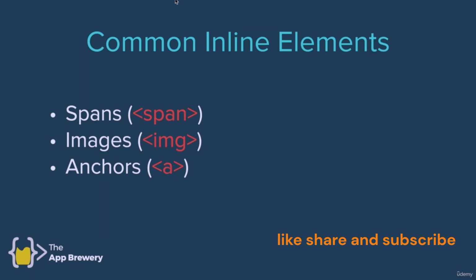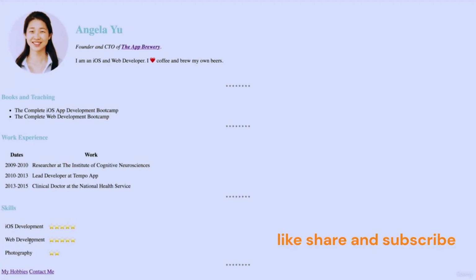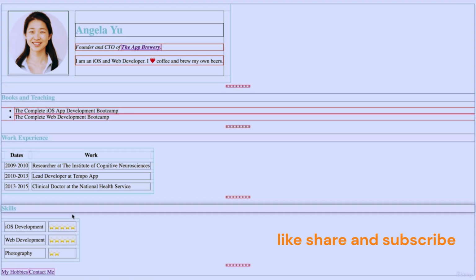So some of the common inline elements that you're going to come across are things like spans, image elements, and also your anchor tags. If you think back to our CV website that we created in our HTML module, the links for our hobbies website and our contact me website show up next to each other. And this is because they are inline elements and they do not block other elements from occurring on the same line. In fact, they encourage them to. And so this is why they're called inline elements.